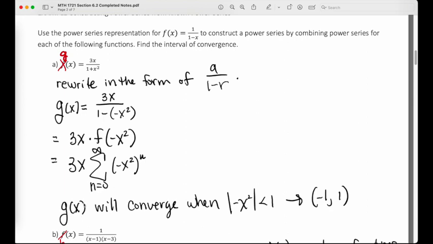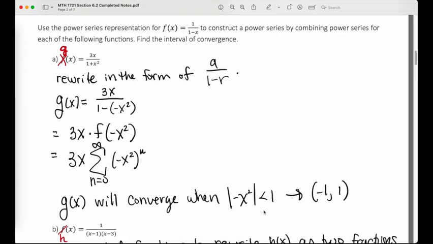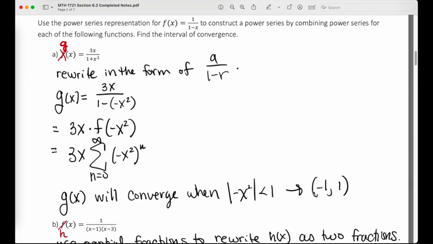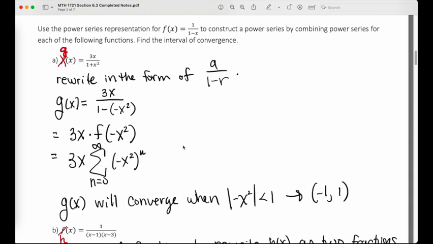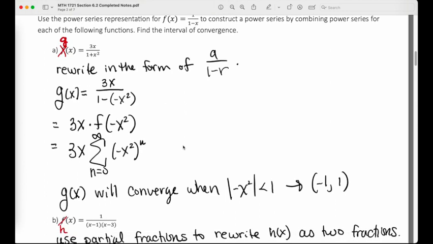So that means it's going to converge when negative x squared, this value, my r, the absolute value of my r is less than 1. So negative x squared is less than 1. And when I do a little bit of algebra, we're going to find that that's the interval from negative 1 to 1, non-inclusive. So I just rewrote this in terms of f, so that I could figure out what our interval of convergence is and how we're constructing a new power series given the power series function f.